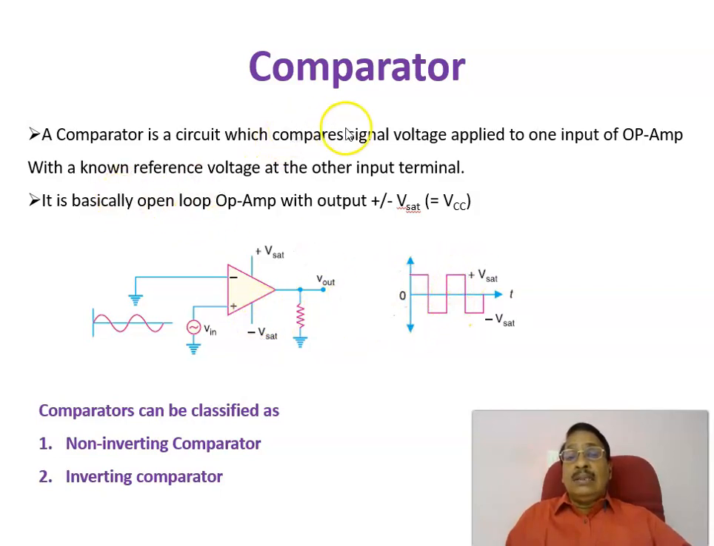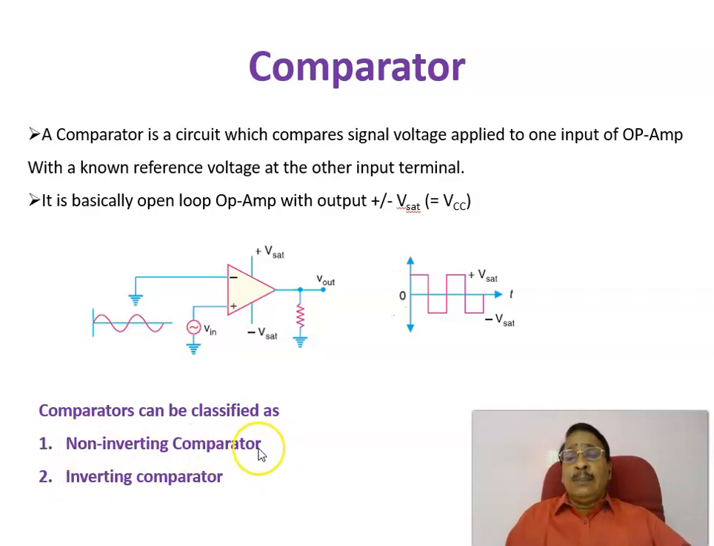Basically, one input voltage of the op-amp is being compared with the other input voltage, and based on that you will get an output voltage of either plus Vsat or minus Vsat, and there is no feedback path for this comparator. A comparator can be classified into two types. One we call a non-inverting comparator, and the second we call an inverting comparator.